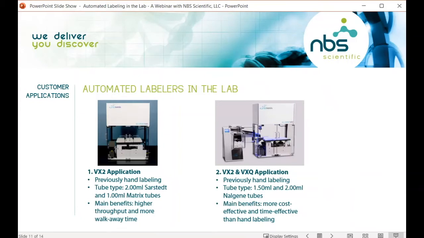Because before, all of their labeling and filling was being done by hand in the lab. So for them, it was purely ROI. They could save a lot of time and money by automating their labeling and filling process.